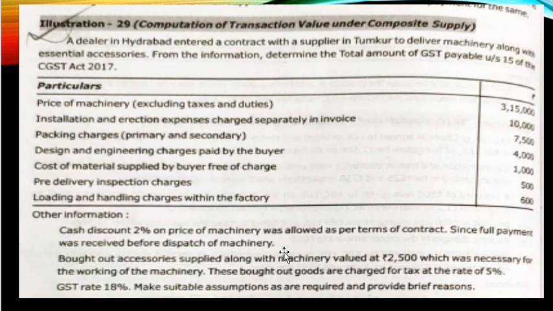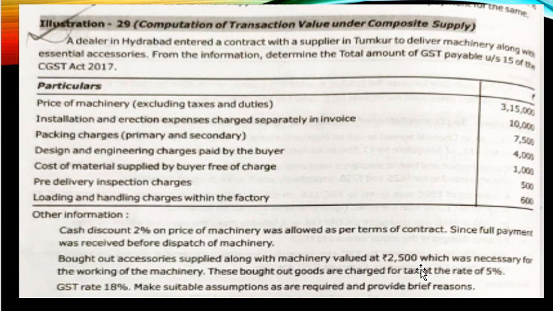Then the next point states: bought out accessories supplied along with machinery valued at rupees 2,500, which was necessary for the working of machinery. So this accessory which is supplied is very essential for the working of machinery. As it is essential, it is a composite supply.